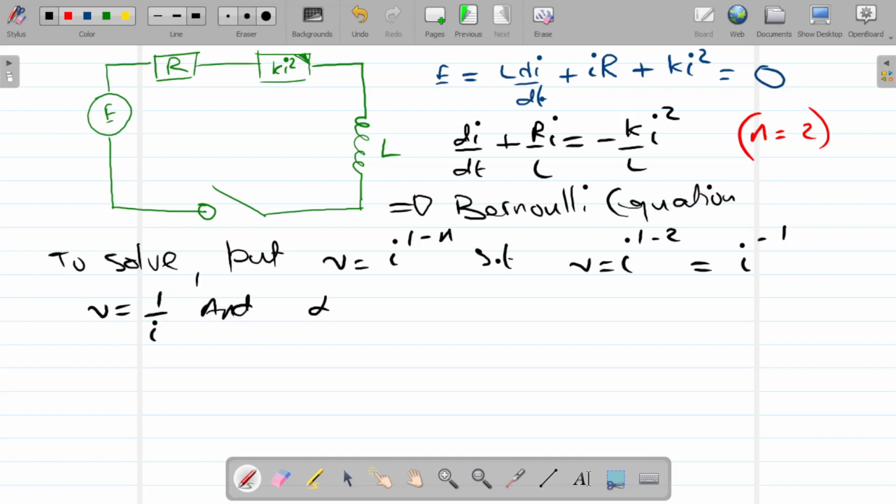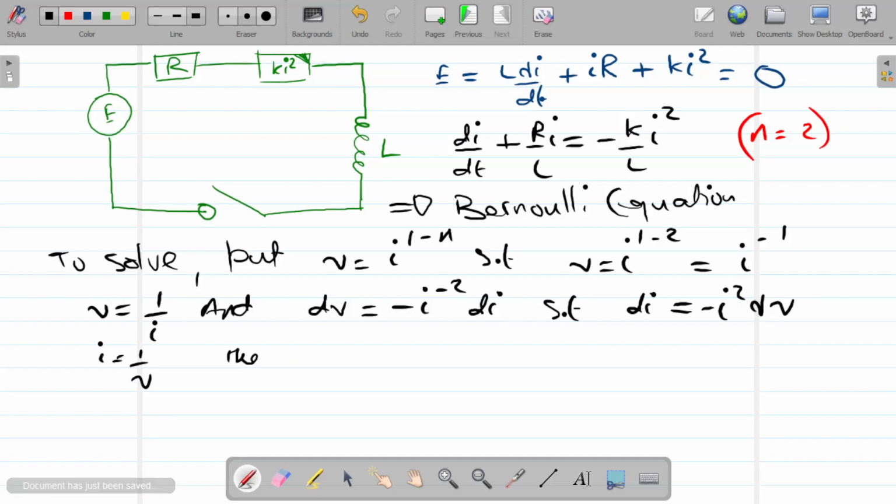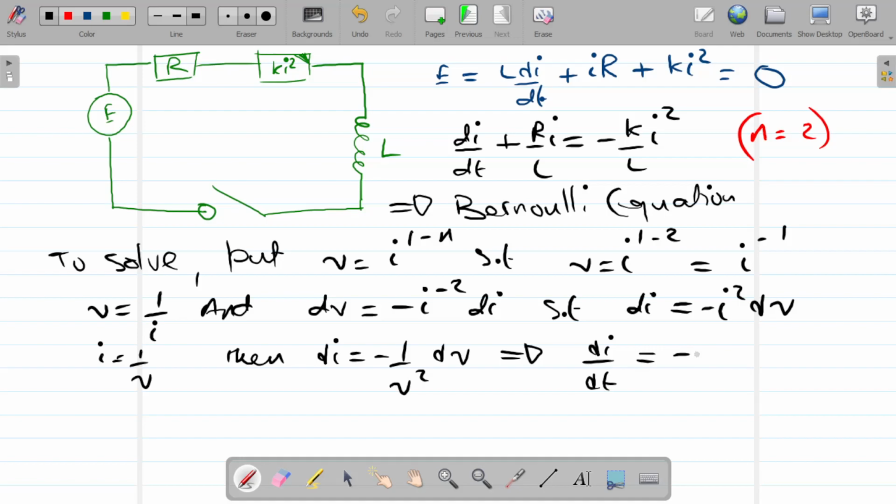And dv equals minus I to the power minus 2 di, such that di is equal to minus I squared dv. And because I is equal to 1 over v, the I squared can be written as 1 over v squared. So we've got di equals minus 1 over v squared dv. And this implies that di by dt is equal to minus 1 over v squared dv by dt.